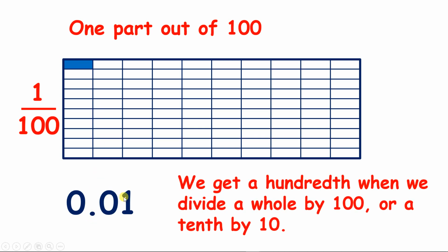And as before, if you had 2/100ths, it would be 0.02, 3/100ths, 0.03, and so on.